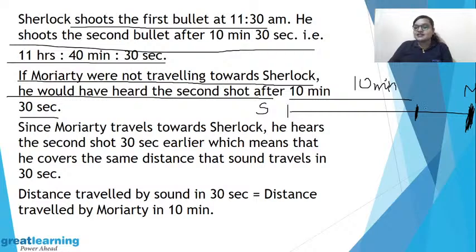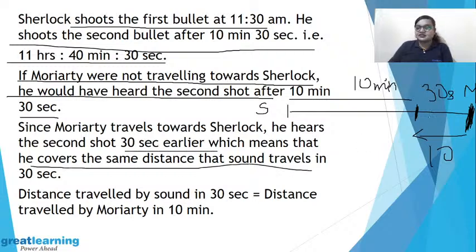Right? So the sound has to travel the remaining 30 seconds to reach the original place where Moriarty was. So Moriarty has traveled 10 minutes, but the sound needs only 30 seconds to cover it, right? So he hears the second shot 30 seconds earlier, which means he covers the same distance that the sound travels in 30 seconds. Can I say that? So that is the reason distance traveled by sound in 30 seconds is equal to distance traveled by Moriarty in 10 minutes. Right?